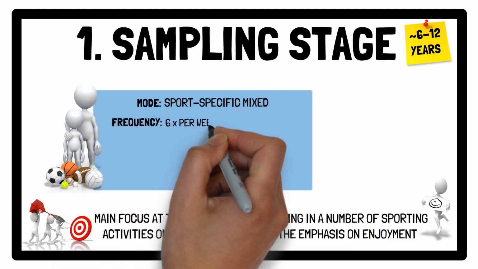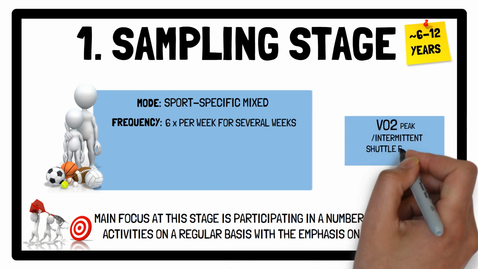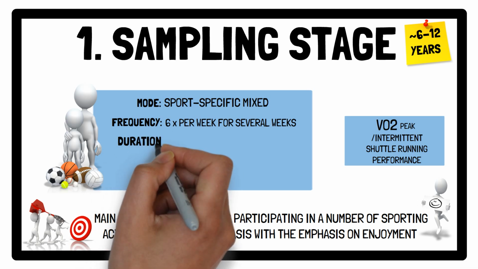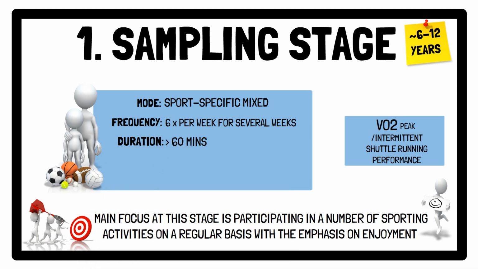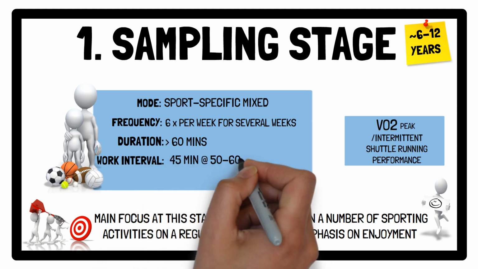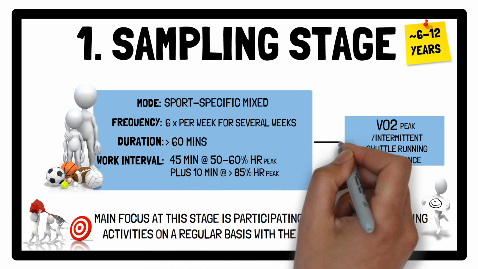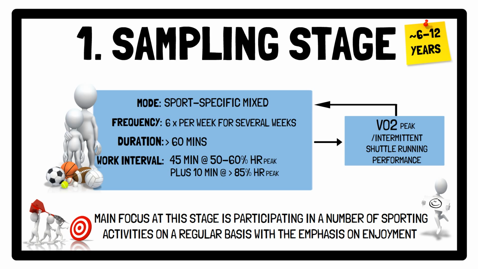To enhance aerobic fitness, as reflected by enhancing VO2 peak or intermittent shuttle running performance, sessions should last at least 60 minutes, and in terms of the work interval for a session, this could be 45 minutes at 50 to 60% of heart rate peak, as well as 10 minutes at above 85% of heart rate peak. Therefore, being involved in multiple sports, with the regular exposure of moderate intensity aerobic fitness training, which is integrated into sport-specific drills, activities, and skill-based games, is recommended during the sampling stage.